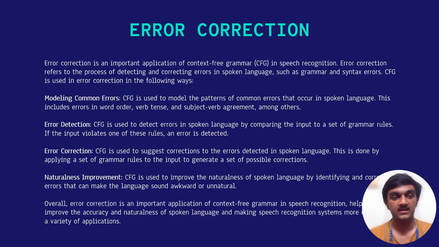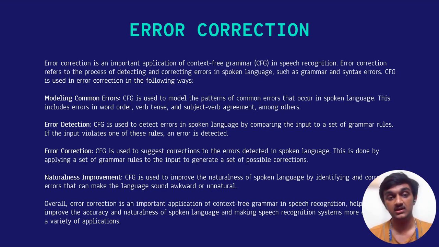Error correction. What is error correction? Error correction refers to the process of detecting and correcting errors in a spoken language, such as grammar and syntax errors. So some of the major aspects in this application is modeling the common errors. CFG is used to model the patterns of common errors that occur in spoken language. This indicates the word order, the tense, the verbs, the subject-verb agreement, and all aspects.